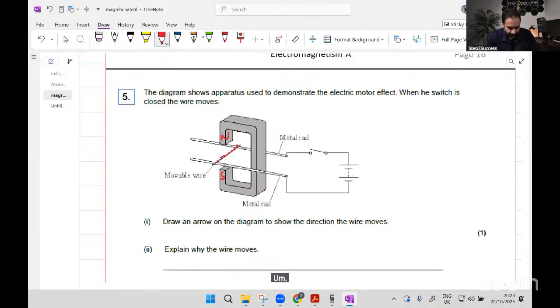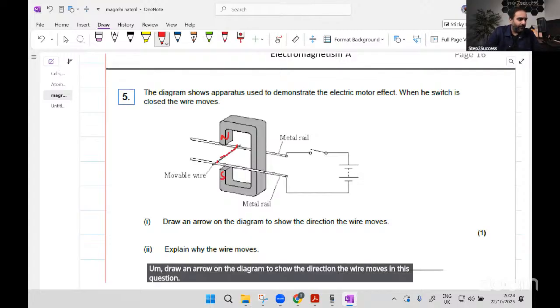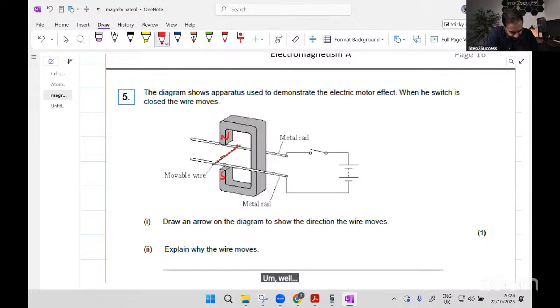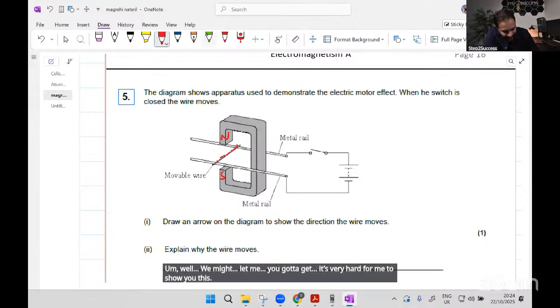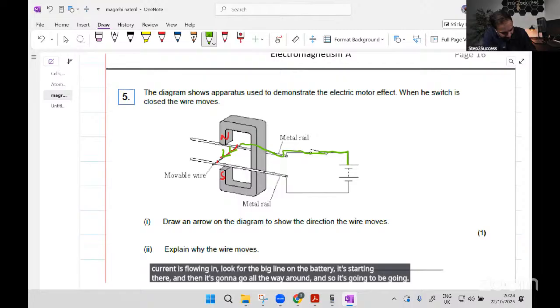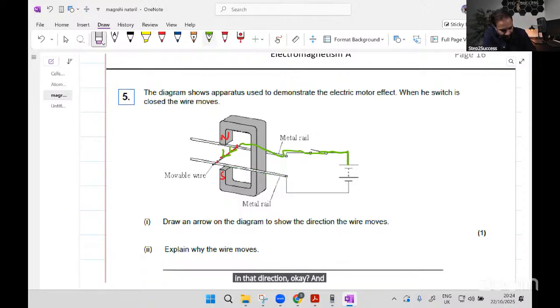Draw an arrow on the diagram to show the direction the wire moves in this question. It's very hard for me to show you this. But firstly, what you need to do in these questions is identify the direction the current is flowing in. Look for the big line on the battery. It's starting there, and then it's going to go all the way around. So it's going to be going in that direction, and then it'll complete around here.